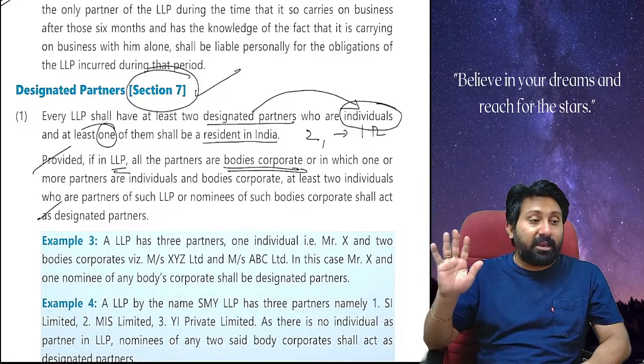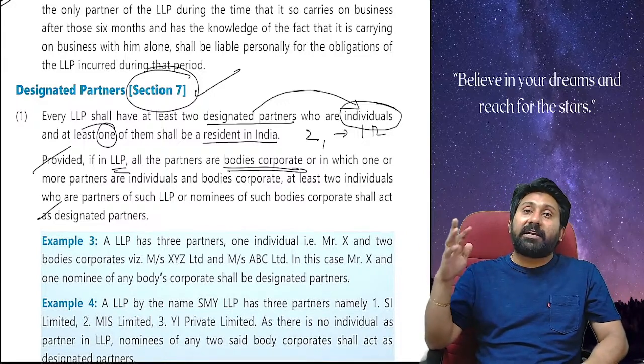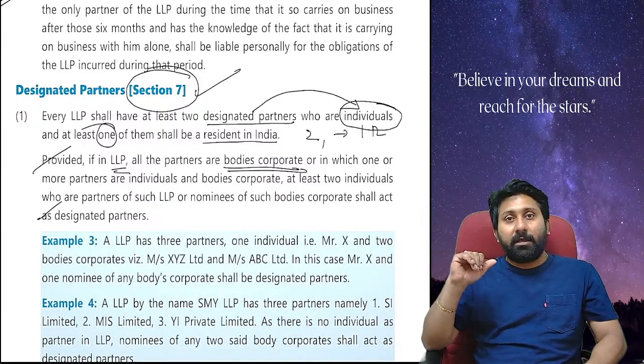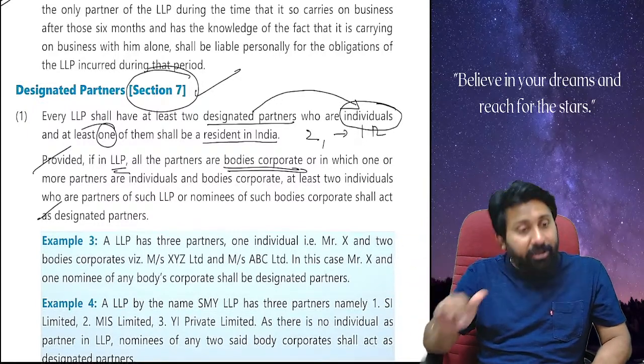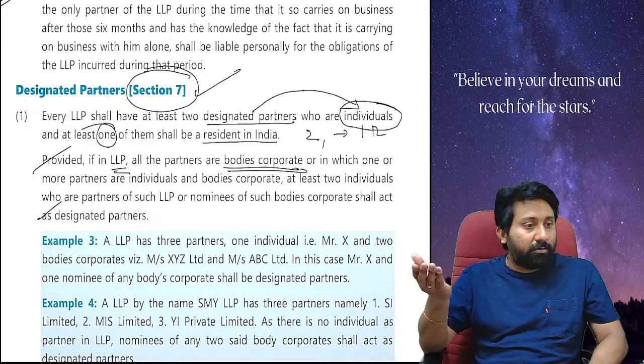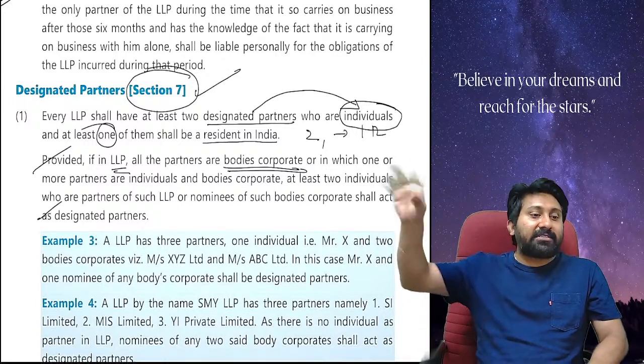Five partners are there: X Limited, Y Limited, Z Limited, A LLP and B LLP. Either LLPs or companies are there. That means my partners are body corporates. In such a case, what do I have to do? That is the question. The answer is like this.